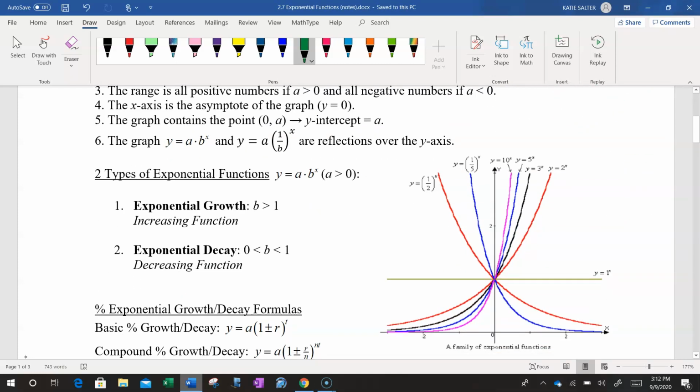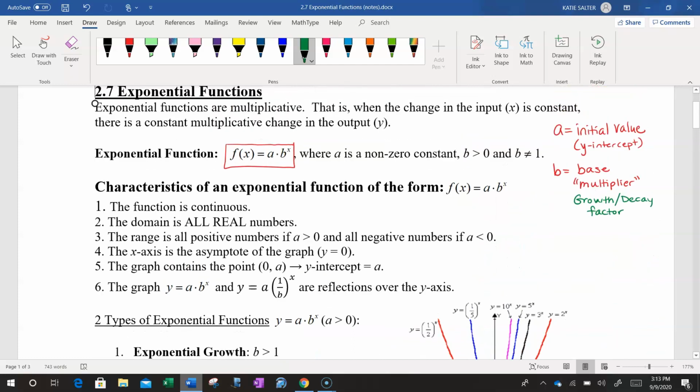So if you look at some different graphs I've put on here of exponential functions, this particular graph shows why the base cannot equal 1. Because if the base is 1, it never grows or decays, and that is not exponential. It just makes a horizontal line. So that's why the base has to be a positive number, and the base cannot equal 1.